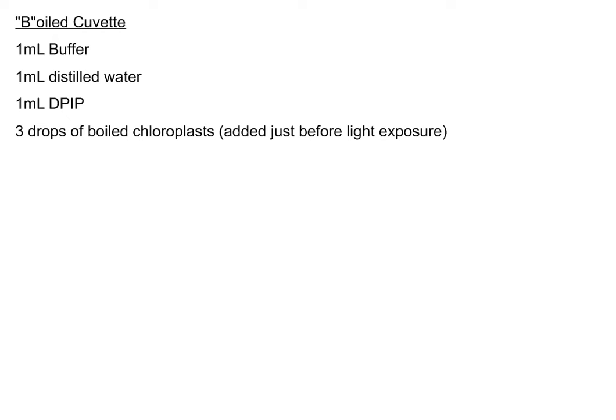Okay, and then your boiled cuvette is going to be 1 milliliter buffer, 1 milliliter distilled water, 1 milliliter DPIP, and then you're going to add 3 drops of boiled chloroplast. And again, you will add those right before the light exposure.